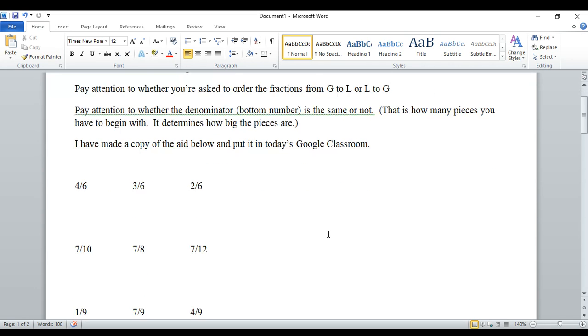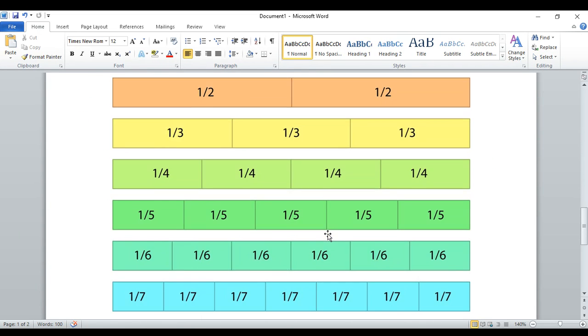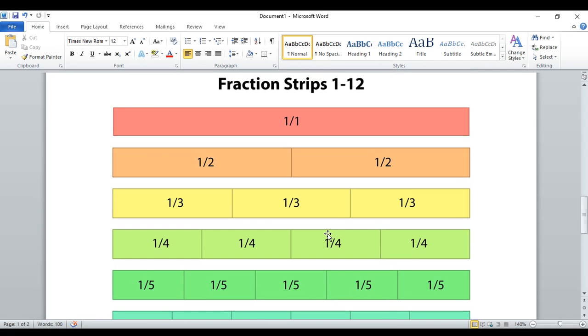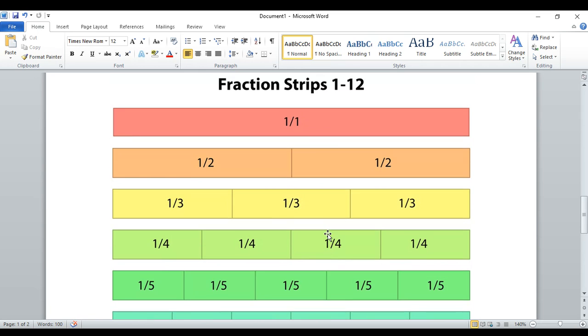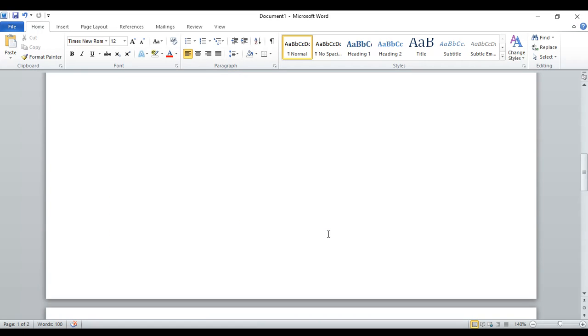I have made a copy of this aid and put it in Google Classroom for you. It's a nice visual aid. I had given them out, and a lot of people returned them. If you still have yours, yours isn't in color, but it's also a helpful visual aid.